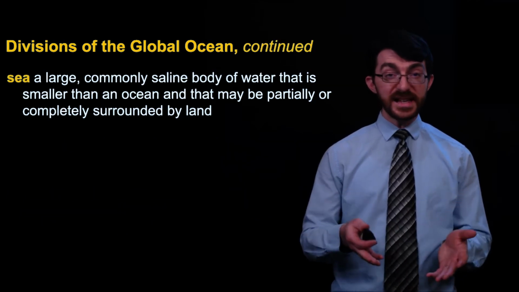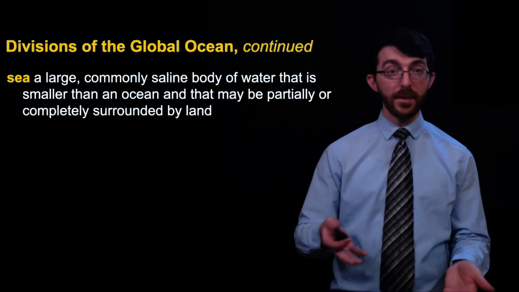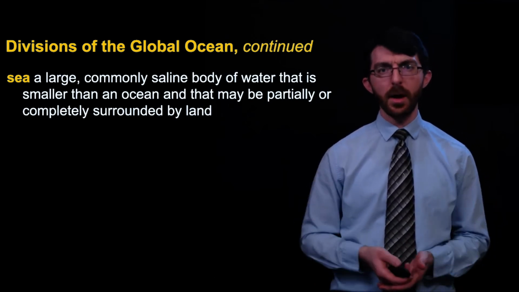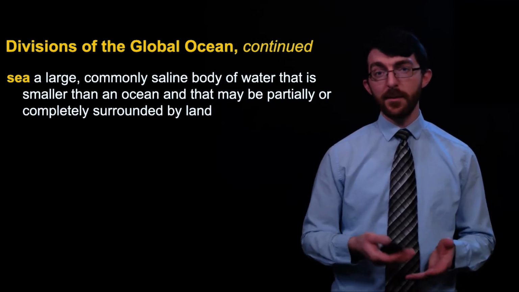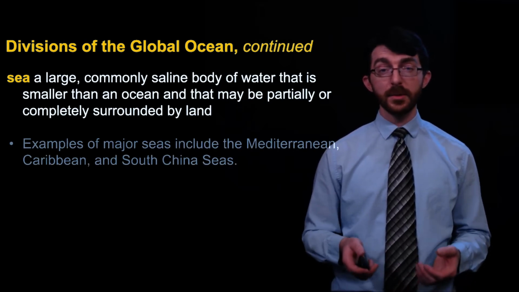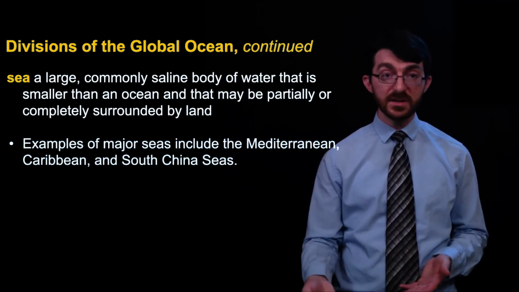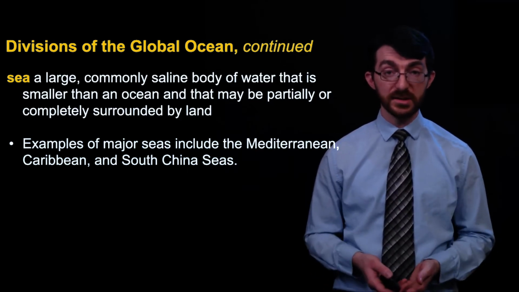So a sea is different than an ocean. A sea is a large, commonly saline, that means saltwater, body of water that is smaller than an ocean, and it may be partially or completely surrounded by land. Examples of major seas include the Mediterranean Sea, the Caribbean Sea, and South China Seas.